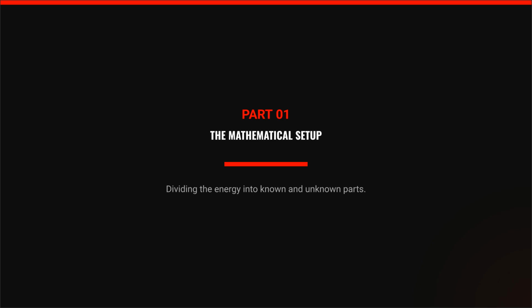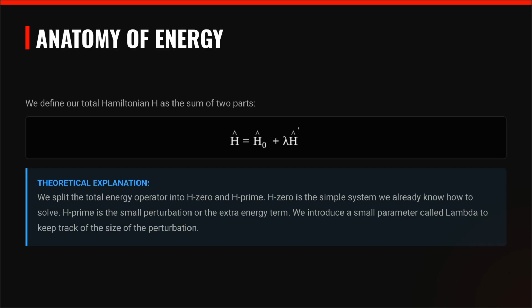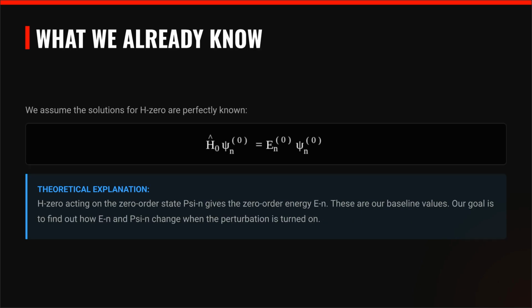The mathematical setup. This involves strategically dividing the total energy into parts we know and parts we need to solve for. We define our total Hamiltonian H as the sum of H0 and H prime, where H0 is the solvable part and H prime is the small perturbation. We introduce the small parameter lambda to track the size of this perturbation. We assume that the solutions for the zero-order system, H0, are perfectly known. Our main goal is to determine how the energy En and the quantum state psi n change when the perturbation is applied.